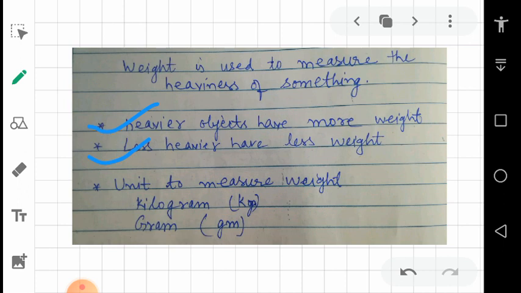And there are a few units to measure weight. When we say something is heavier, there should be some units to measure how heavy it is. Mostly there are two units: kilogram and gram. The abbreviation for kilogram is kg and for gram is gm, or simply we can write g. These are the basic units to measure weight, and there are other units smaller than grams. So let's see them one by one.